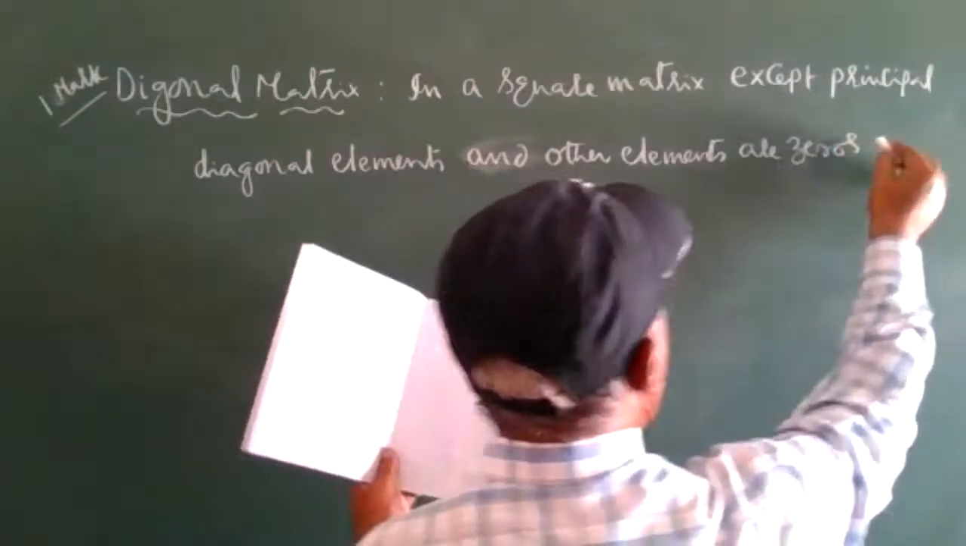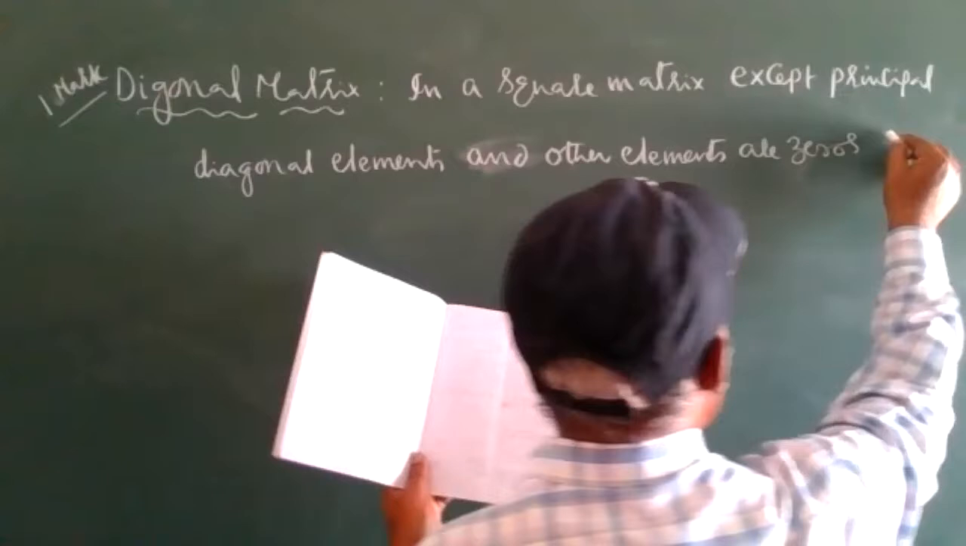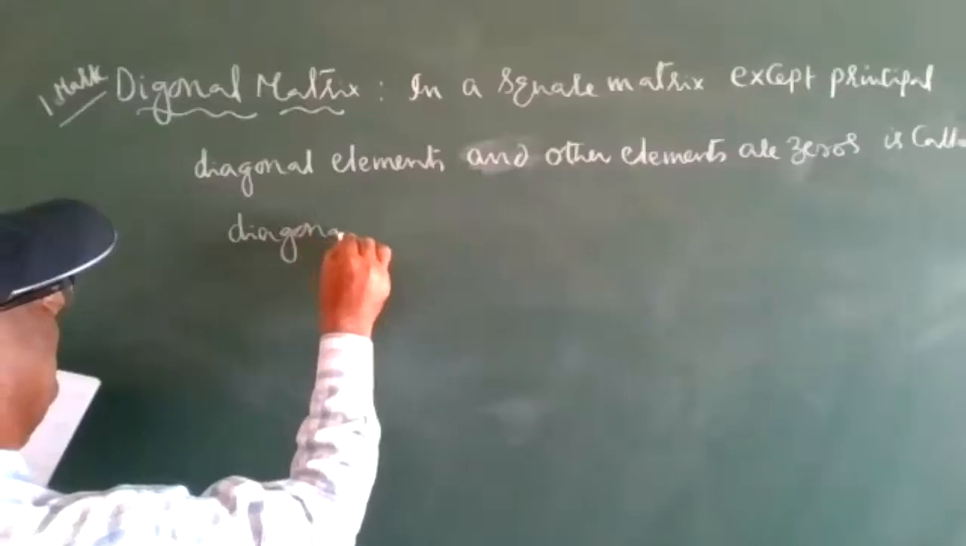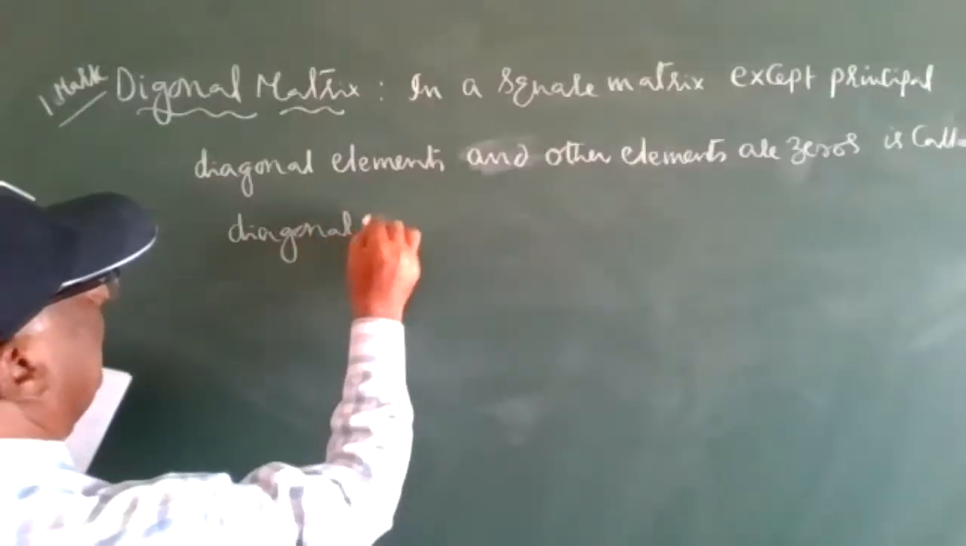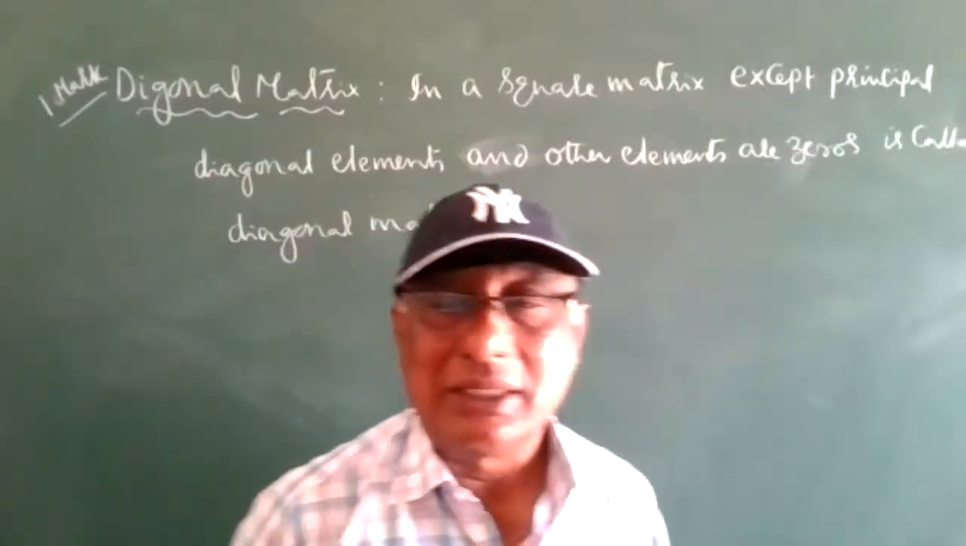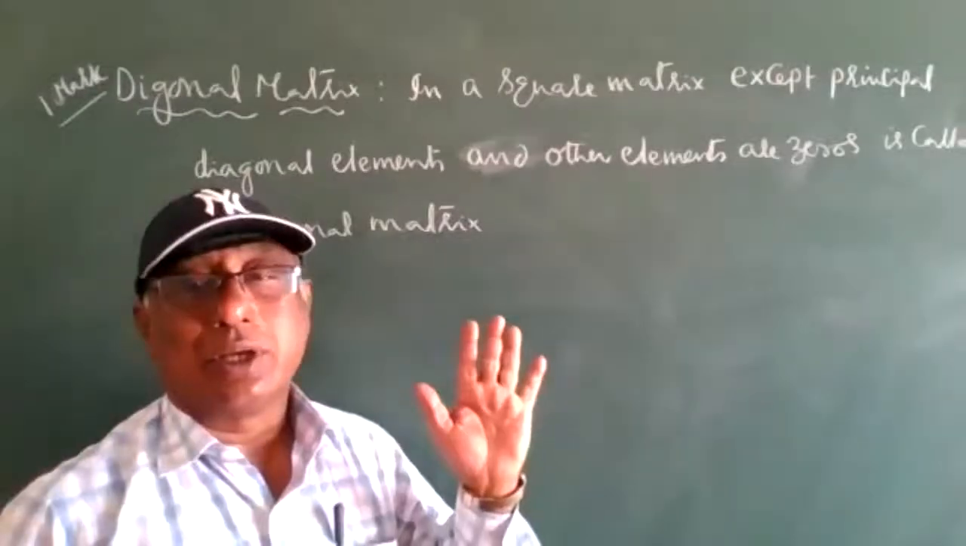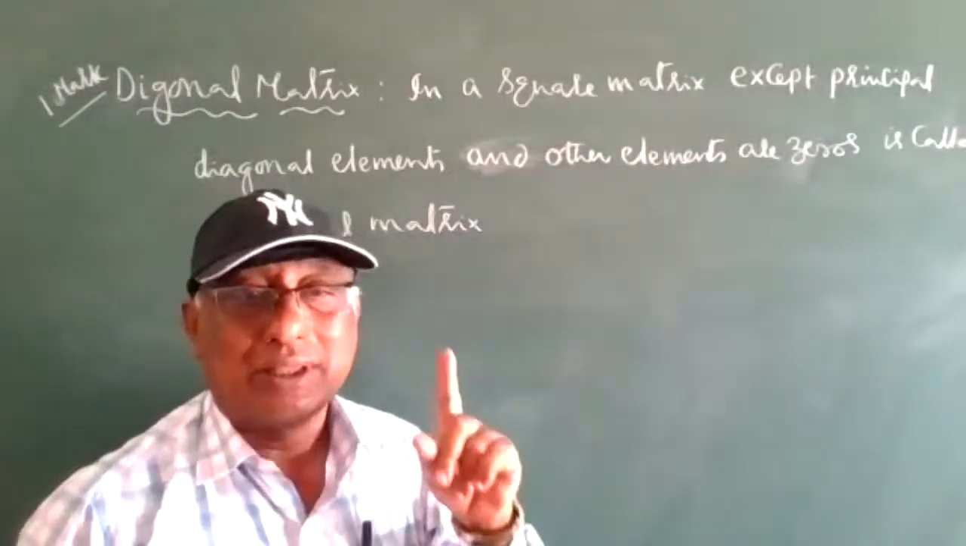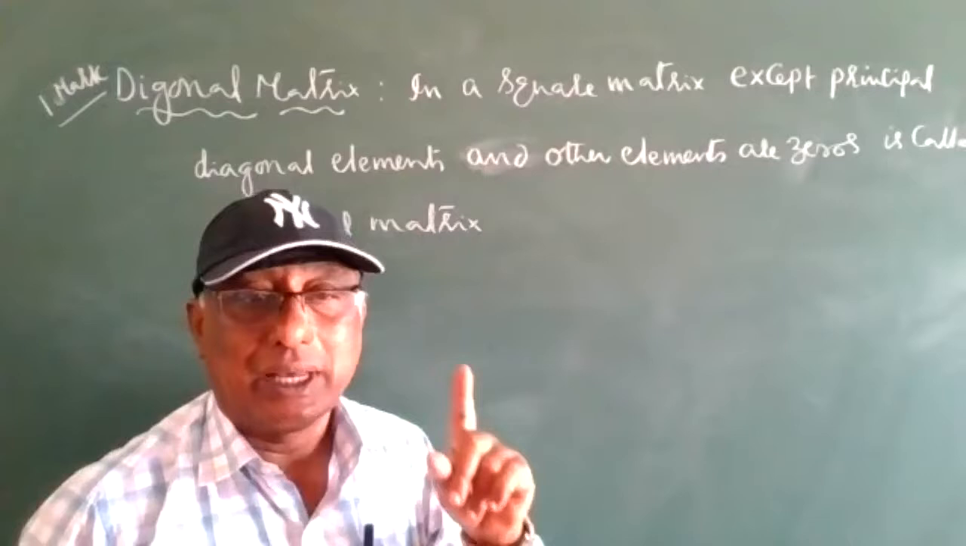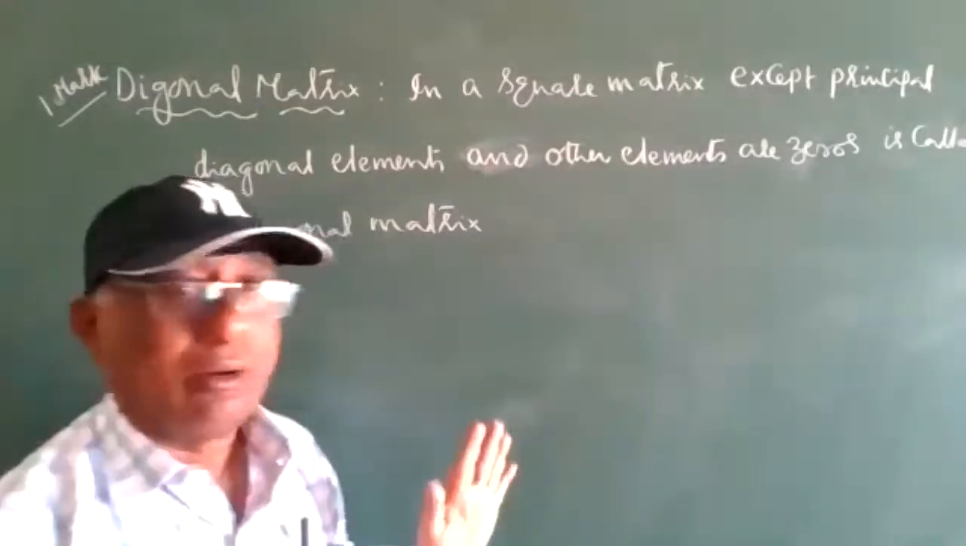Other elements are zeros, that is called a diagonal matrix. This is the definition, and it is important for a 2-mark question. They ask for the definition, and sometimes for 2-mark questions they also ask with an example, any one example. And for a 1-mark question, they will ask the definition only.